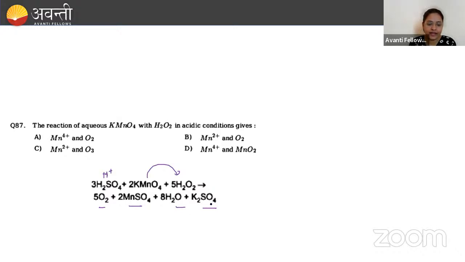So during this reaction, Mn2 plus ions are going to form and O2 is going to form. Right? MnO2 नहीं हो रहा है. O3 तो नहीं हो रहा है, O2 हो रहा है. SO4 2 minus, Mn क्या है? 2 plus. So this is again not forming. So option B is the correct answer. Any doubts?